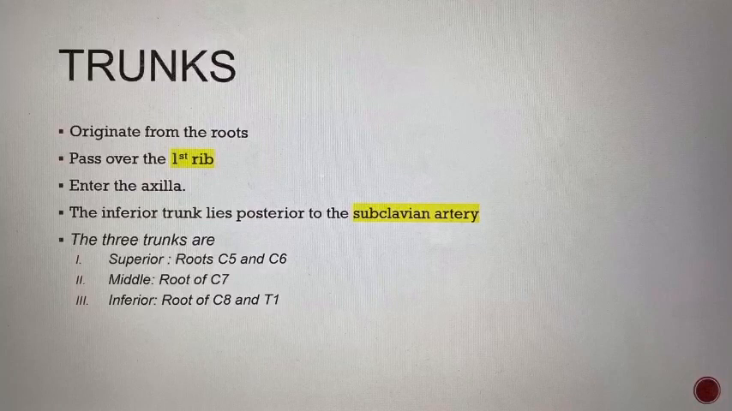Trunks. They originate from the roots, pass over the first rib, and enter the axilla. They are three in number: the superior or upper trunk, formed by the roots of C5 and C6, the middle trunk formed from the root of C7, and the inferior or lower trunk formed from the roots of C8 and T1.